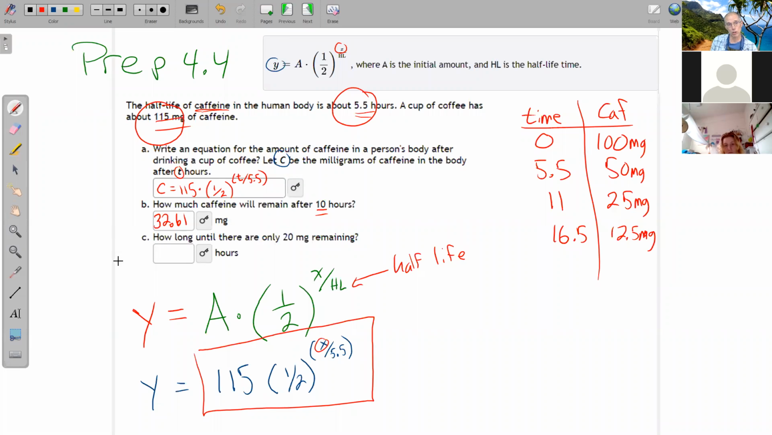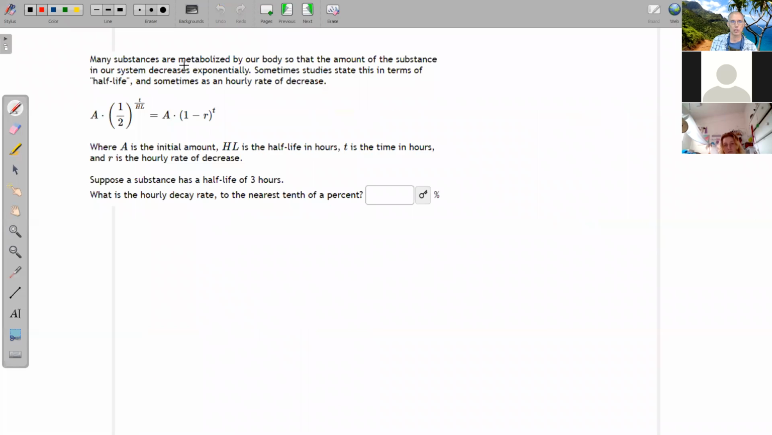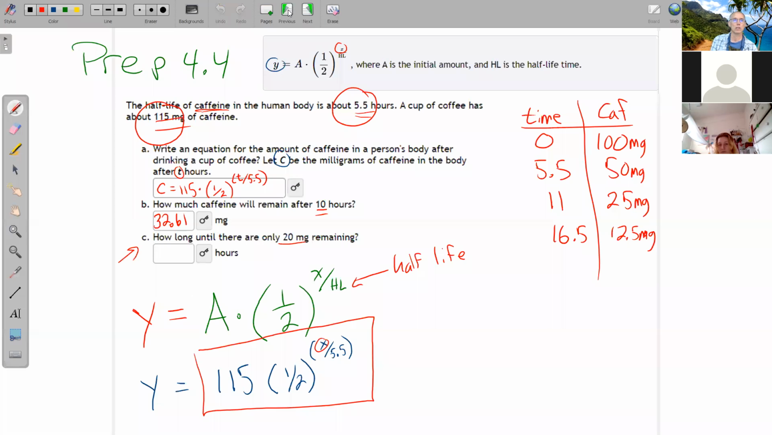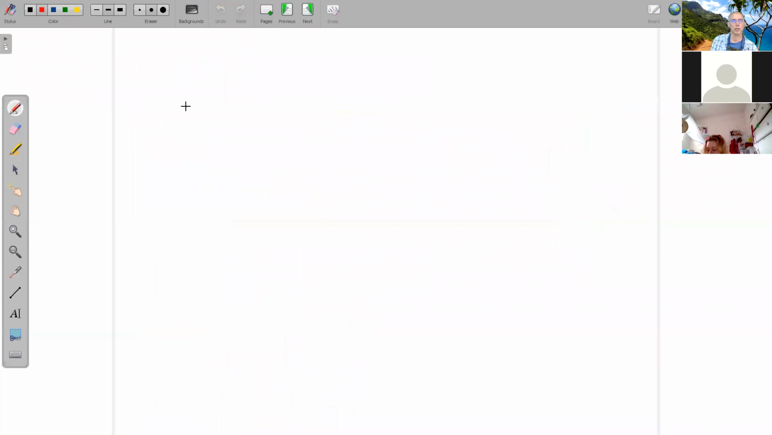Here's the harder part, question C. I have to figure out how long, I have to solve for T for 20 milligrams. So that's going to be the tough part. New page, there we go.